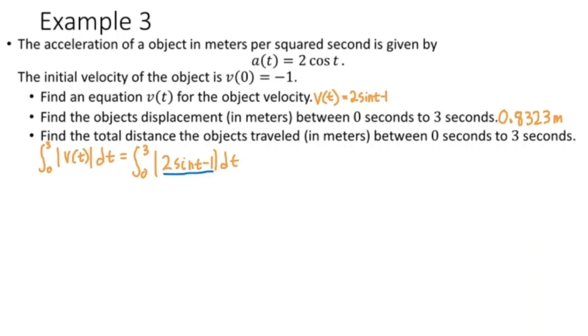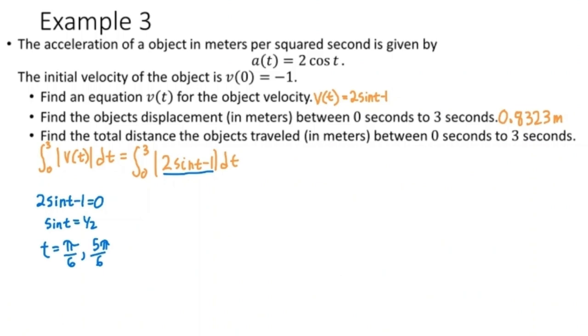We'll start by making a sign chart for our 2 sine of t minus 1, which means we need to see where it's going to be equal to 0. If we add 1 and divide by 2, we get that sine of t equals 1/2. Keep in mind, we only care about the solutions for sine of t equals 1/2 in the interval 0 to 3. Looking at our unit circle, keeping in mind that 3 is just slightly under pi, we get pi over 6 and 5 pi over 6. Pi over 6 is smaller than 1, while 5 pi over 6 is smaller than 3.